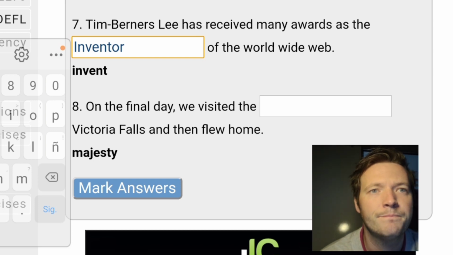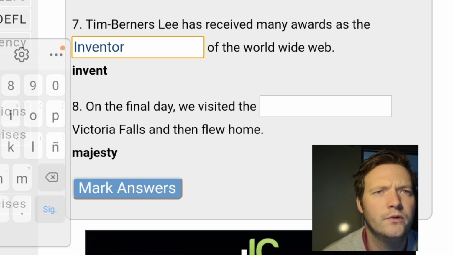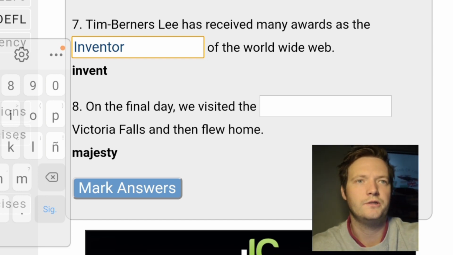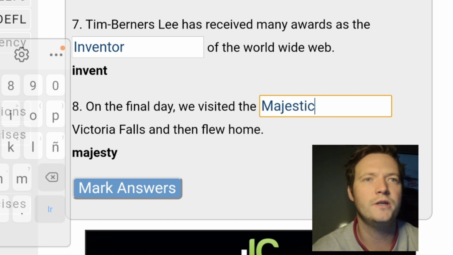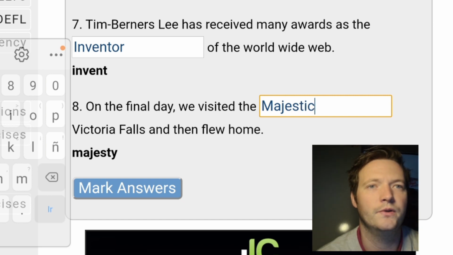Okay, number 8. On the final day, we visited the Majesty Victoria Falls, and then flew home. Yeah, okay, it's an adjective now, so I think what we're going to say is majestic. The majestic Victoria Falls, and then flew home.